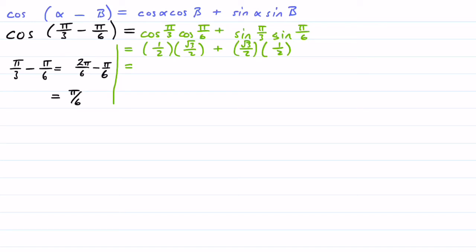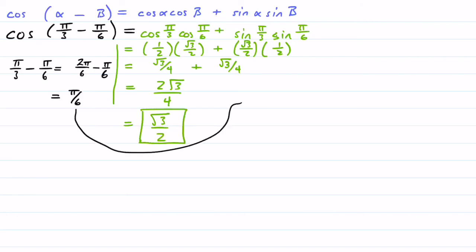Multiplying those out, the first two, a half times root 3 over 2 is root 3 over 4. So it's just top times top, bottom times bottom. Root 3 over 2 times a half for the second one, same thing, root 3 over 4. Root 3 over 4 plus root 3 over 4. Well, we just add the numerators because there's already a common denominator. So root 3 plus 1 root 3 means we have 2 root 3's over 4. 2 over 4 simplifies and we end up with just root 3 over 2.